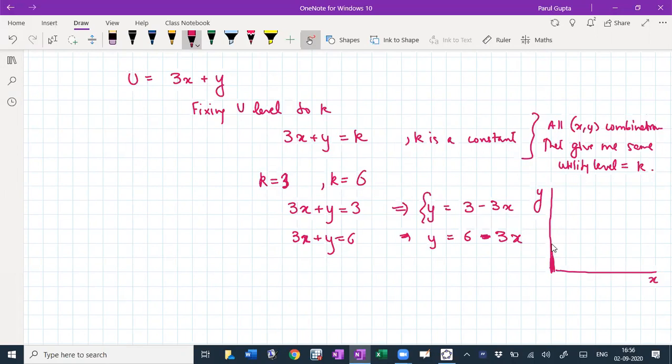3. When x is 0, the vertical y intercept will be... yeah, your volume is a little low. If you could adjust that, I'm not able to hear clearly. Is it audible now? Yeah, it's better.